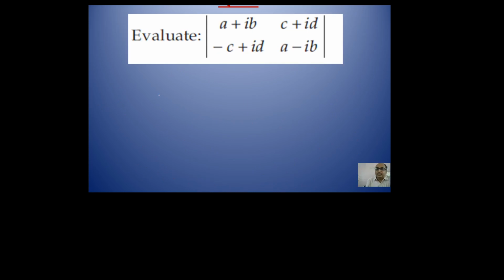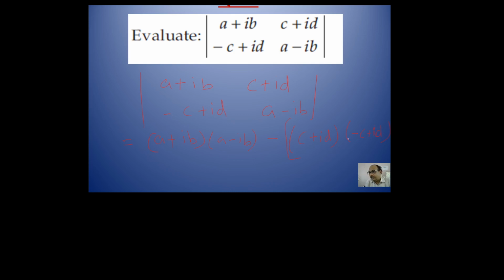So the next question is from determinants. Here we need to utilize the concept of complex numbers also: a plus ib, c plus id, minus c plus id, and a minus ib. This is a determinant we already know. On expansion of this determinant, we will get a plus ib into a minus ib, then minus c plus id into minus c plus id.